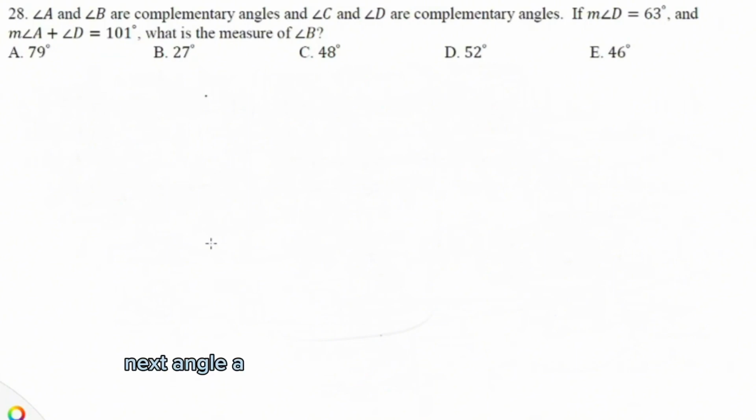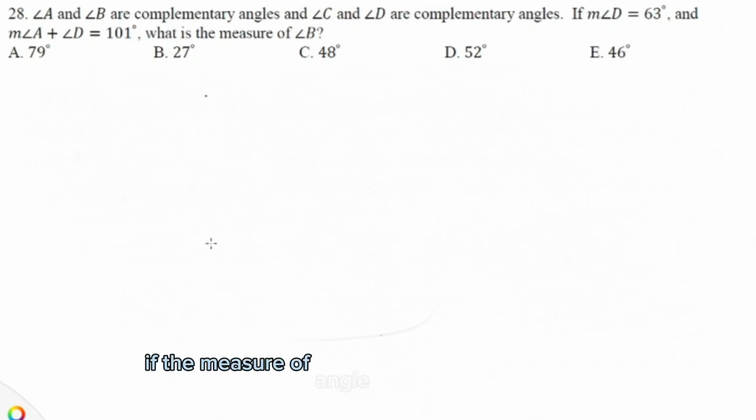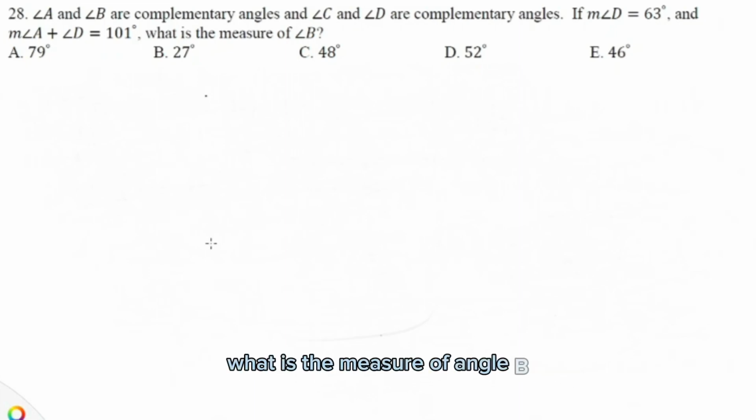Next, angle A and angle B are complementary angles, and angle C and angle D are complementary angles. If the measure of angle D is equal to 63 degrees, and the measure of angle A plus angle D are equal to 101 degrees, what is the measure of angle B?